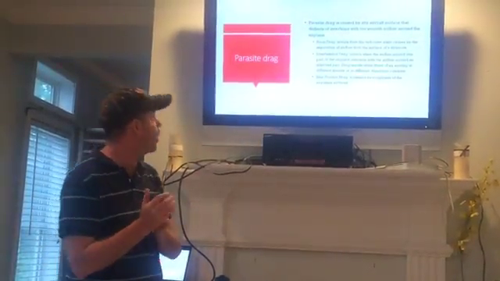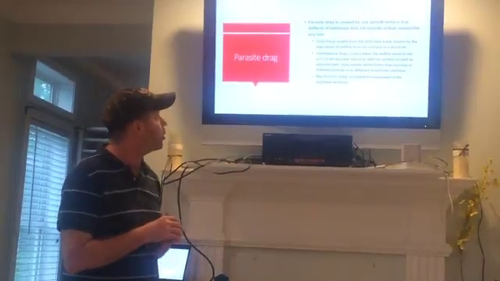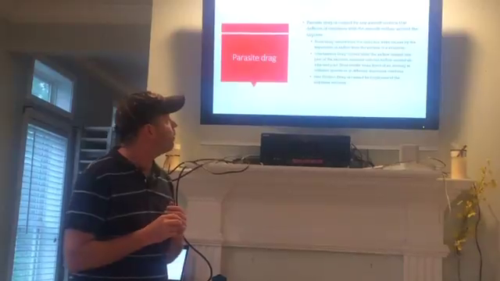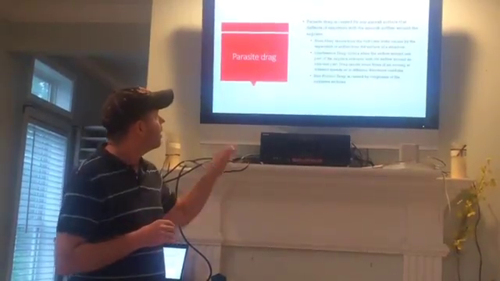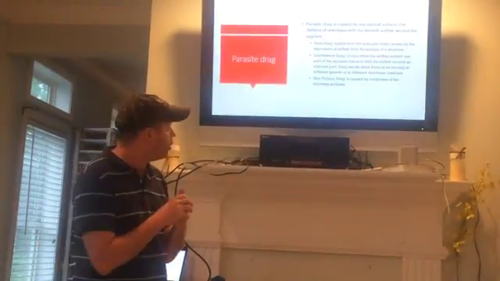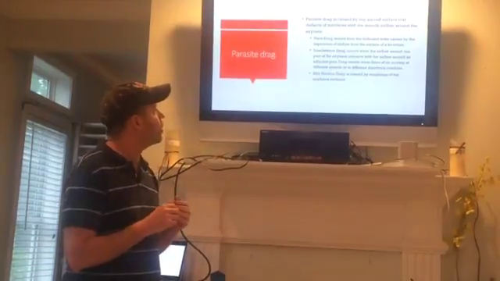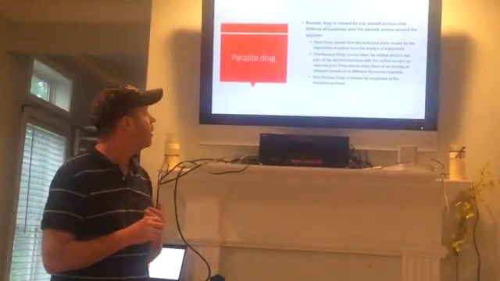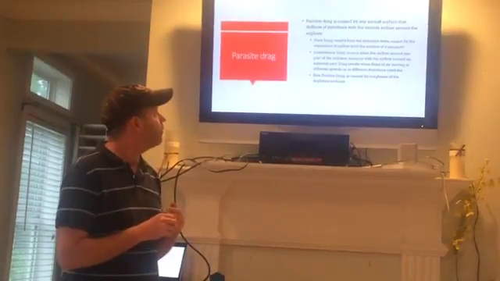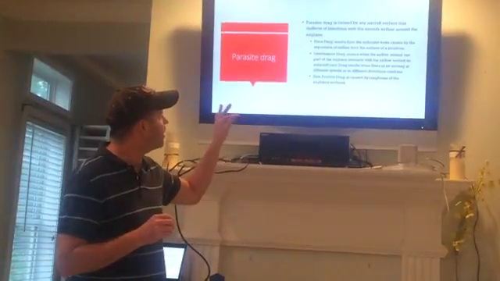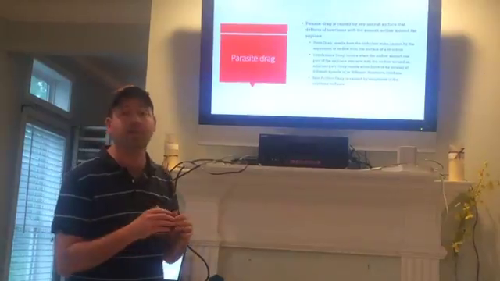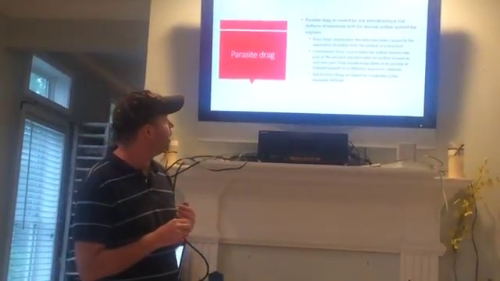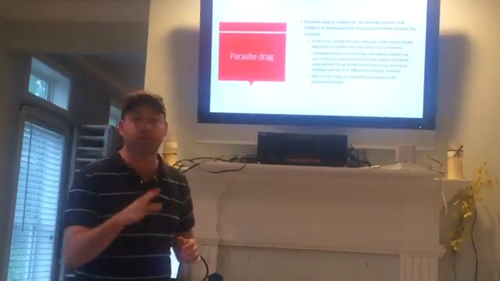Let's start with form drag. It results from the turbulent wake caused by the separation of airflow from the surface of a structure. Interference drag occurs when the airflow around one part of the airplane interacts with the airflow around an adjacent part. Drag results when flow of air is moving at different speeds or in different directions combined. Skin friction drag is caused by roughness of the airplane surfaces.